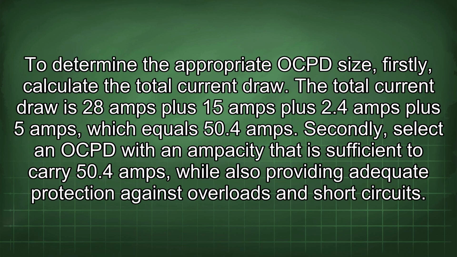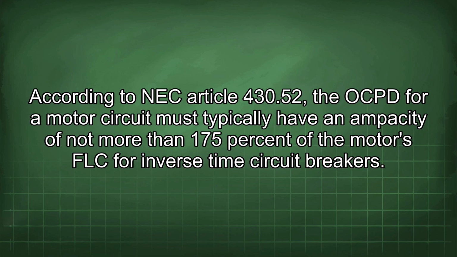To determine the appropriate OCPD size, firstly, calculate the total current draw. The total current draw is 28 amps plus 15 amps plus 2.4 amps plus 5 amps, which equals 50.4 amps. Secondly, select an OCPD with an ampacity that is sufficient to carry 50.4 amps, while also providing adequate protection against overloads and short circuits. According to NEC Article 430.52, the OCPD for a motor circuit must typically have an ampacity of not more than 175% of the motor's FLC for inverse time circuit breakers.